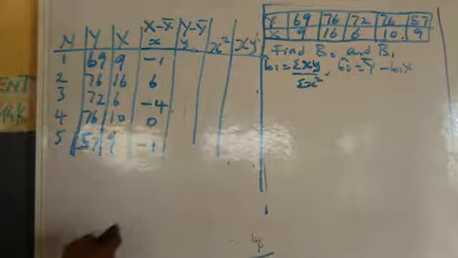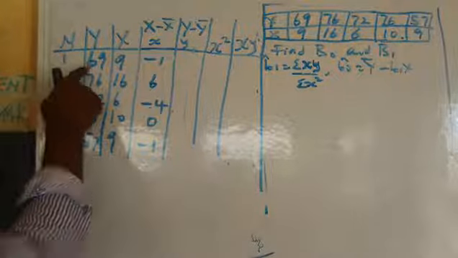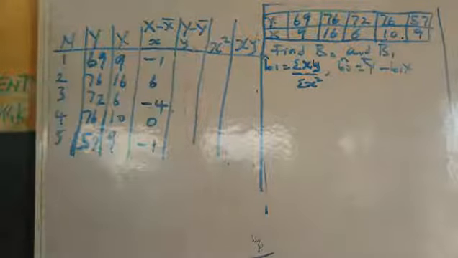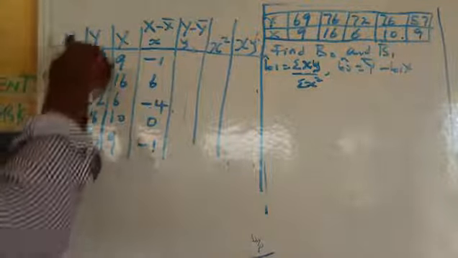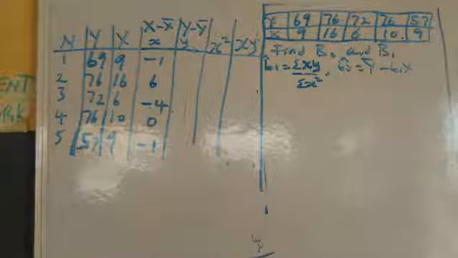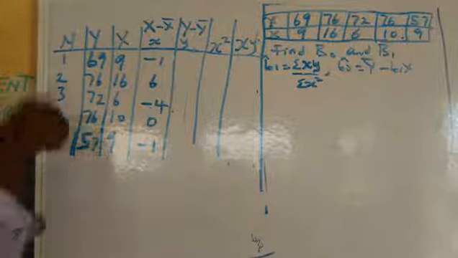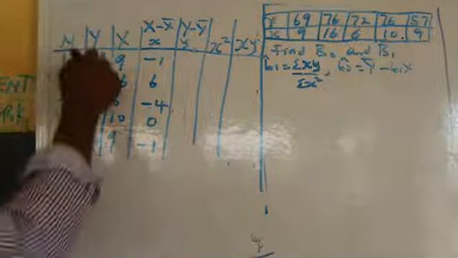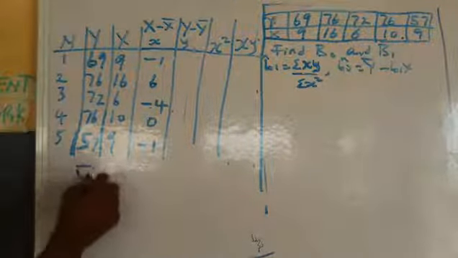For the y, again, we come back to y. Y now. You need the mean of y. To get the mean of y, add up all of this and divide by the number 5. That's going to give us 70. Your mean here should be 70.